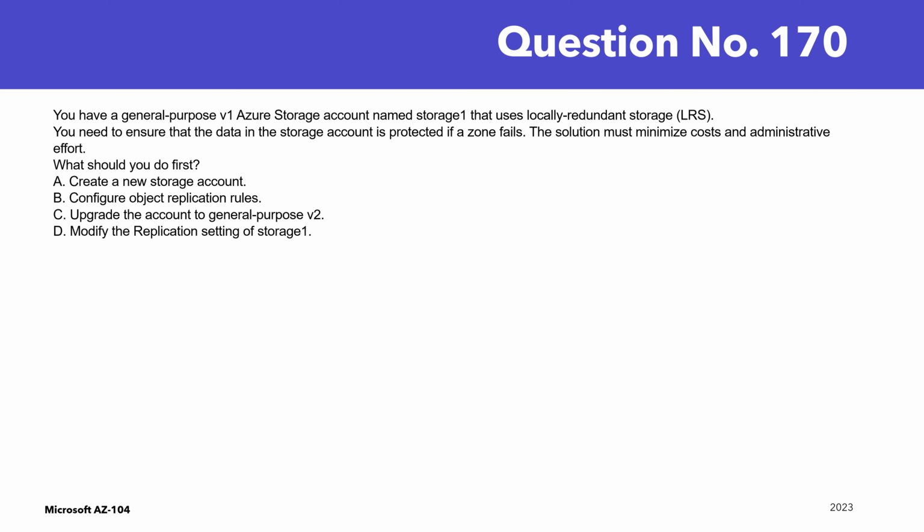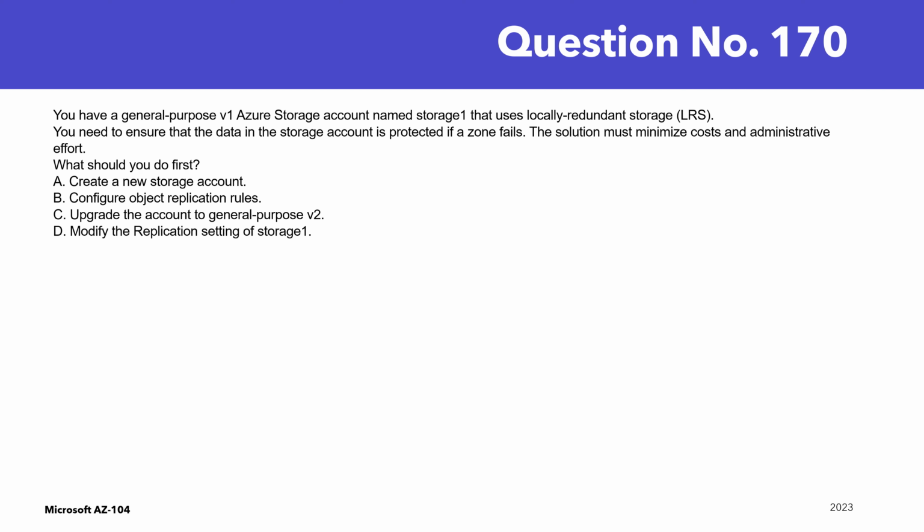You have a general-purpose v1 Azure storage account named Storage1 that uses locally redundant storage, LRS. You need to ensure that the data in the storage account is protected if a zone fails. The solution must minimize costs and administrative effort. What should you do first?